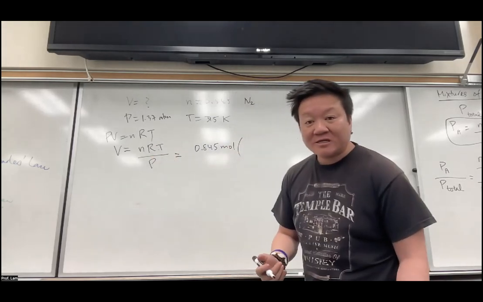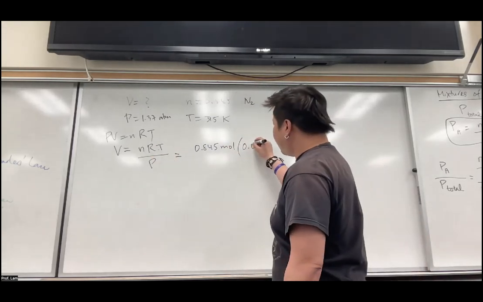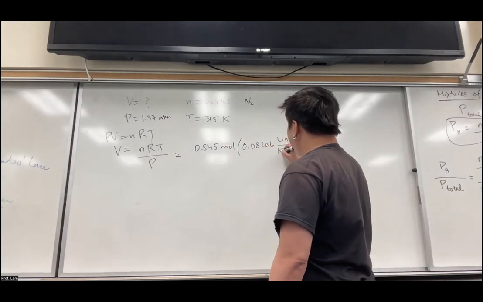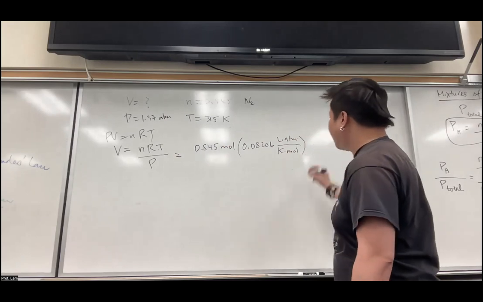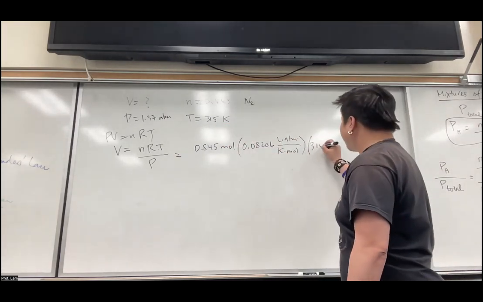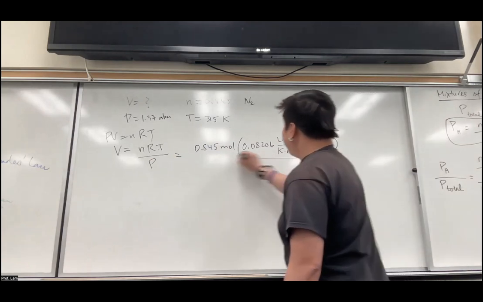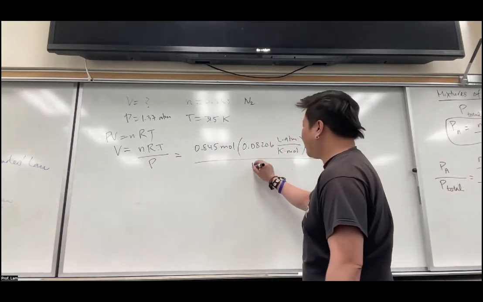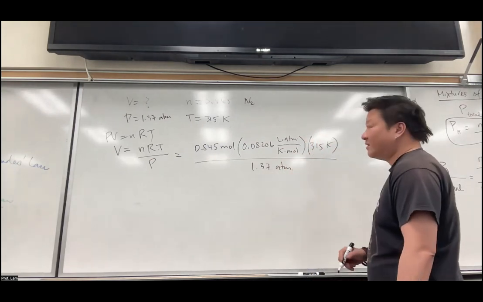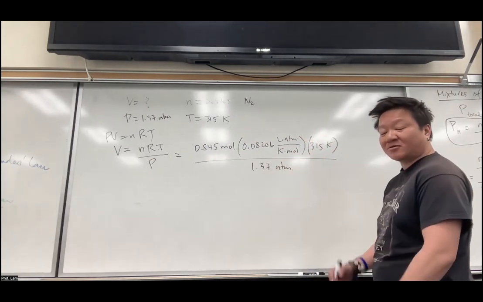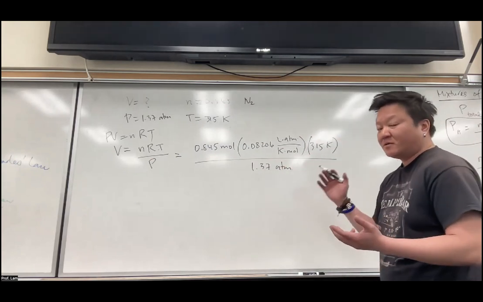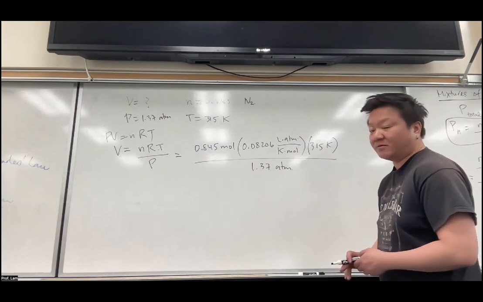R, remember what R is? You have to memorize that: 0.08206 liter atm per K mole. Times the temperature, 315 Kelvin, divided by pressure, 1.37 atm. So it's just plug and chug, right? That's the great part about this chapter. If you understand the equation, which one to use, just plug in the numbers and go.